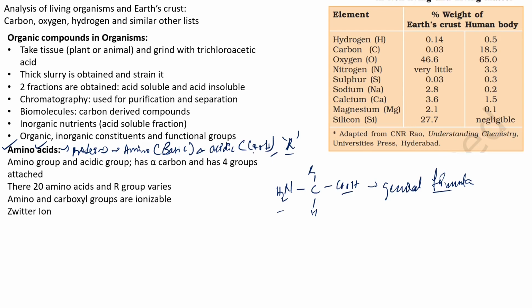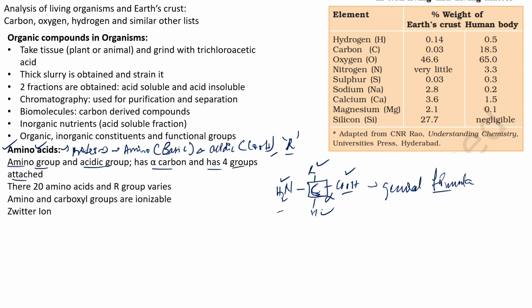Now here you can see that this carbon is called the alpha carbon. The reason why it is called the alpha carbon is that you can see there are 4 different groups attached to this single carbon, right? So as mentioned, there is an amino group, which is basic in nature, and also the acidic group, and it has an alpha carbon, and to this alpha carbon 4 different valence groups are attached.